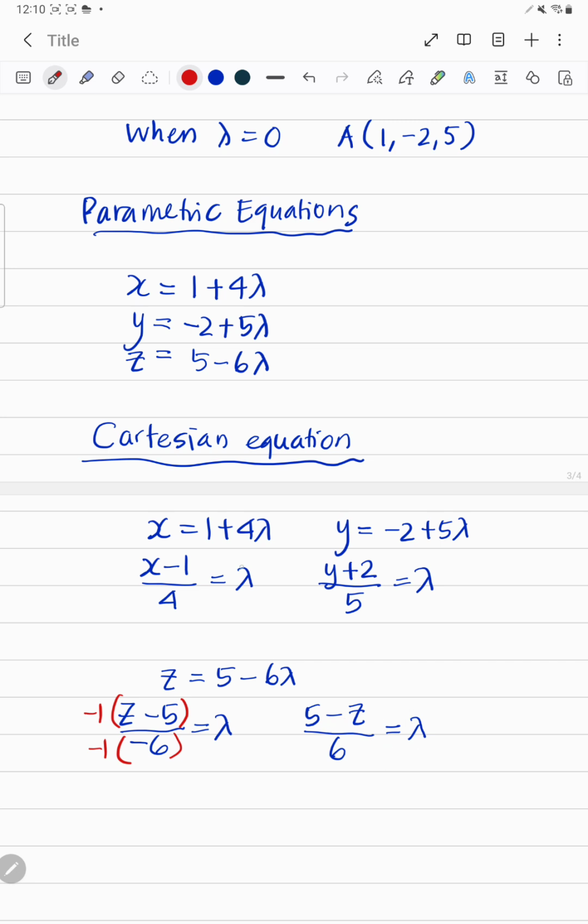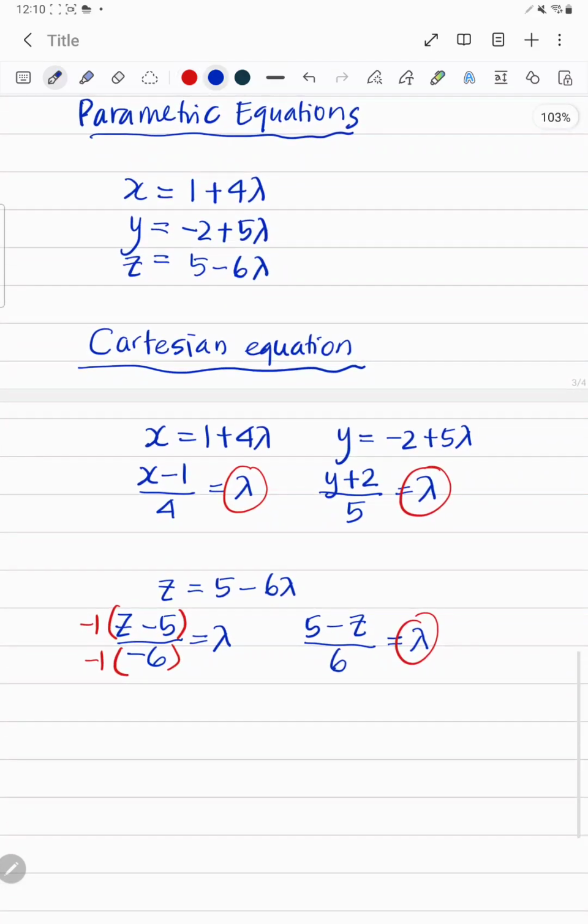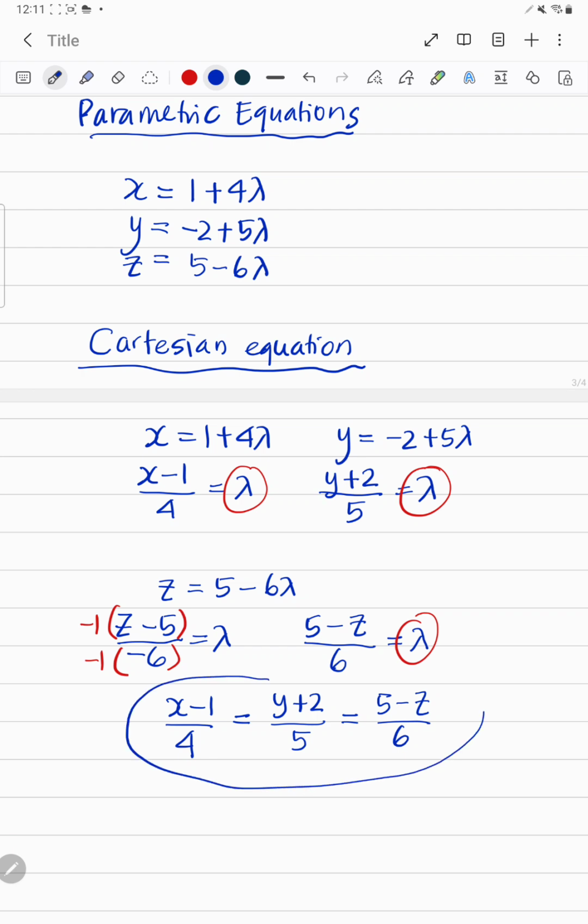And because they're all lambda the subject of the formula, that's why we can put x minus 1 over 4, which equals lambda, must equal y plus 2 over 5, which is also lambda, and must also equal 5 minus z over 6. And this is the so-called Cartesian equation of a line.